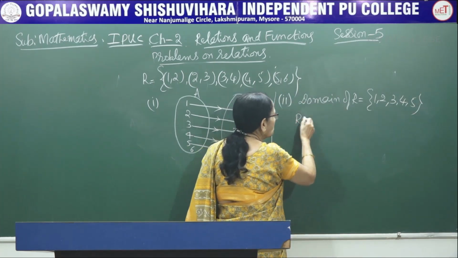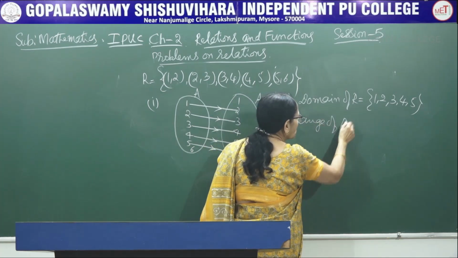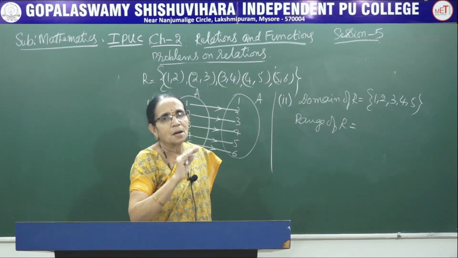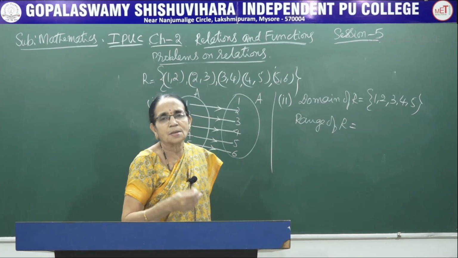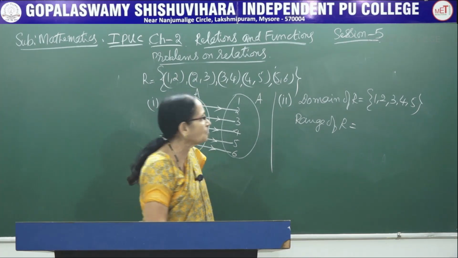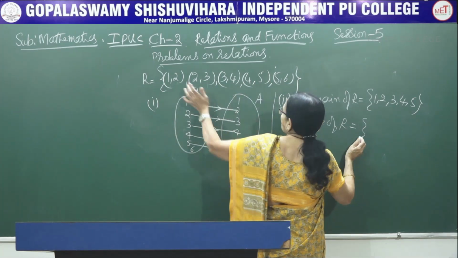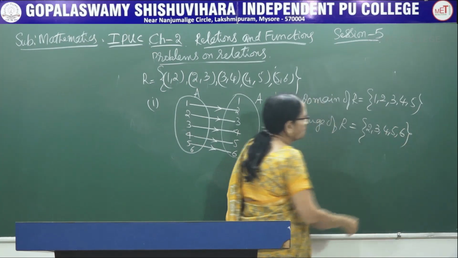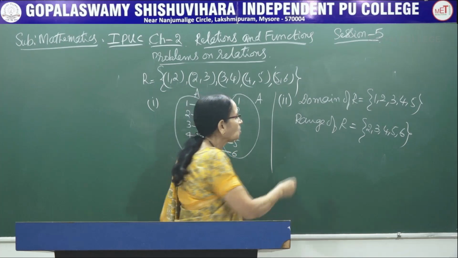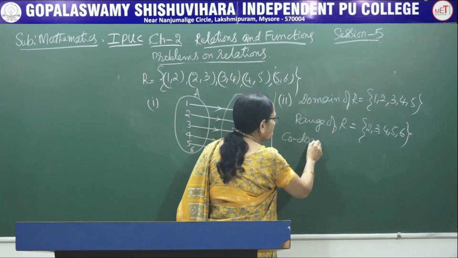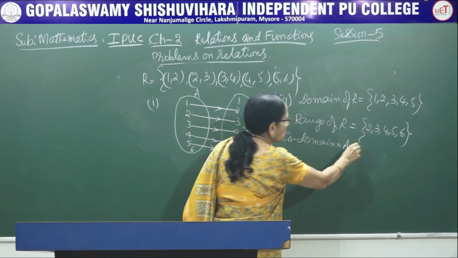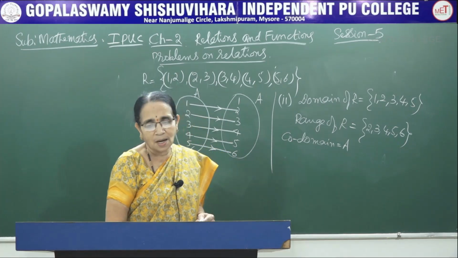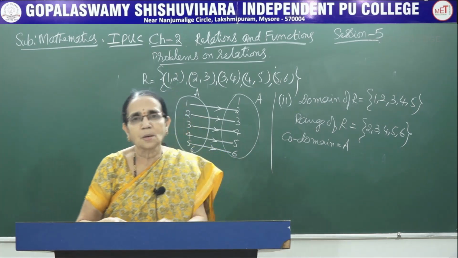Next, immediately you write the range of R. How do you define the range? The set of the second elements of the ordered pairs of the relation R, or you can say the set of the images of the elements of A. So you observe the second elements, that is 2, 3, 4, 5, 6. So this is the domain, this is the range. Codomain, I told you the second set directly should be taken as a codomain. But here the second set is also A. Therefore, the codomain is the set A itself. So this is how you have to solve the problem here.